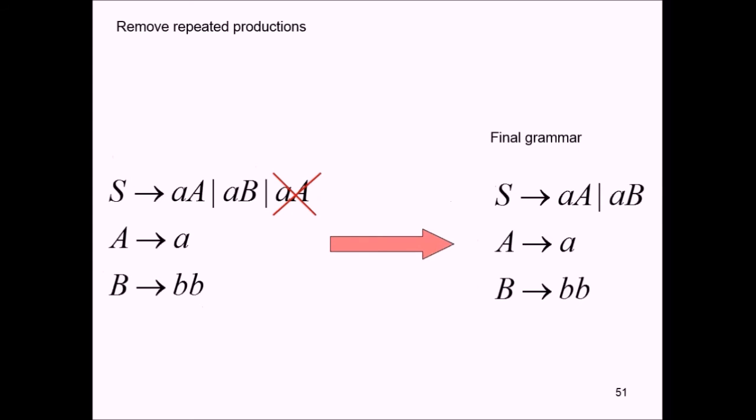Now we also remove the repeated productions. Since we can see that small a and uppercase A are repeated twice, we'll remove one of them, and the final grammar obtained after removal of the repeated productions will be S tends to AA, AB, A tends to A, B tends to B. We can see that the final grammar is free from all sorts of nullable or unit productions.